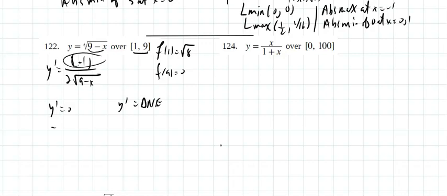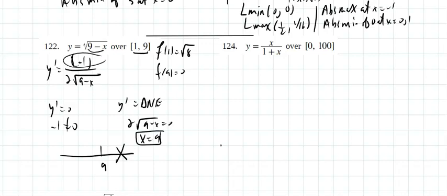So -1 can never equal 0. This fraction can never be 0. It does not exist when the denominator equals 0, and that happens when x equals 9. So I only have one point to worry about, which is 9. We're looking from 1 to 9, right? We're not going to pick anything to the right of 9 because that's not in the domain. But again, since they restricted the domain, let's just look at that.